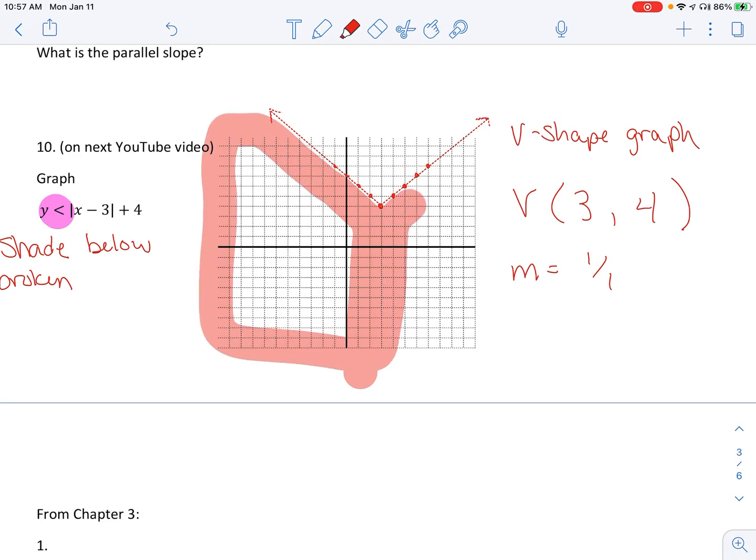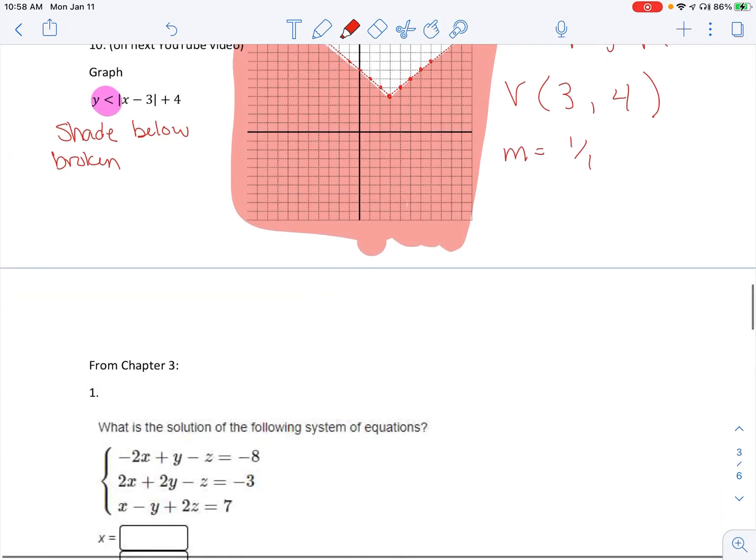Underneath the broken line, not including the broken line. So everything that I'm shading is a solution to that particular problem. So if you plugged in, for example, 0, 0, you would get a true solution. So that's how you handle it. Make sure you can shade straight lines and absolute value graphs with shading.